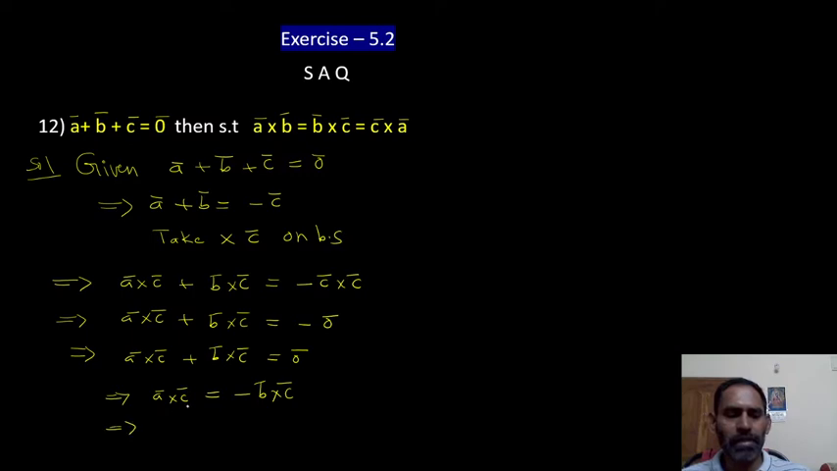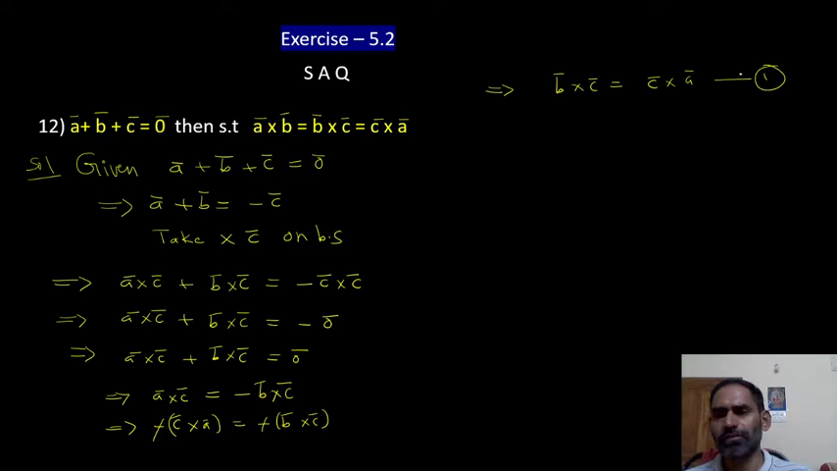I am writing here, this A bar cross C bar can be written as minus of C bar cross A bar. When you interchange the order, you will get a minus sign. That implies minus B bar cross C bar. On both sides minus minus gets cancelled. That implies B bar cross C bar equals C bar cross A bar. This is equation number 1.